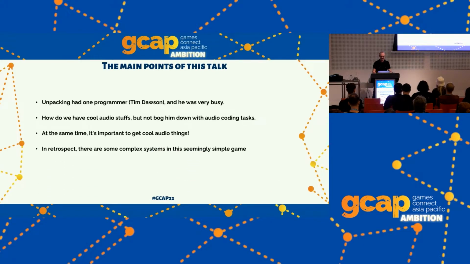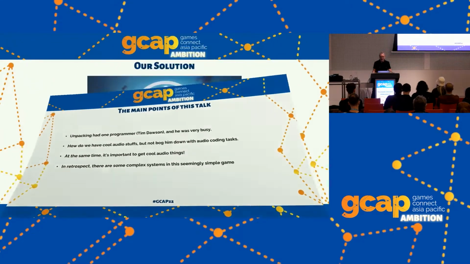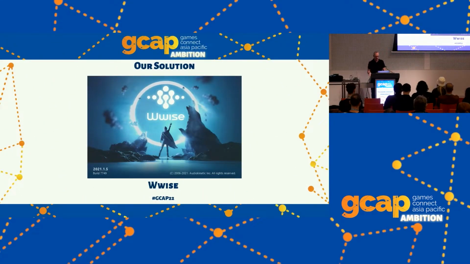In retrospect, actually, there are some complex systems in this seemingly simple game. So what are they and how did we do them? Well, our solution was to choose Wwise for Unpacking. I initially thought it might be a bit overpowered for the game, like picking up your shopping in a Cybertruck. But actually we used a lot of the features in the end. And it's particularly good at dealing with thousands of assets.